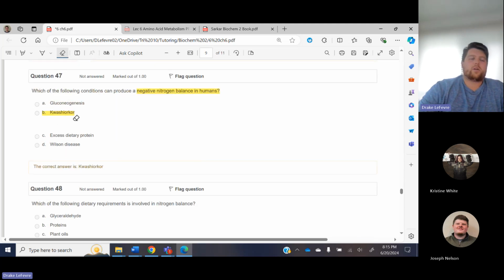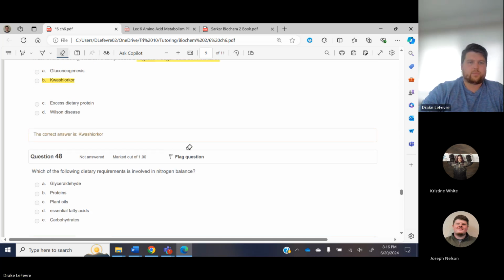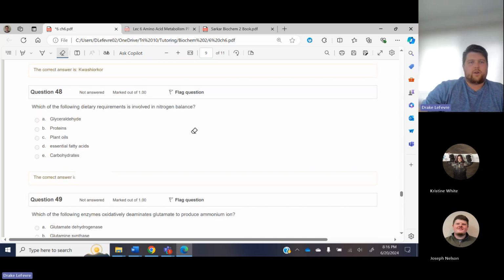Remember, kwashiorkor is just a deficiency in protein, but not of calories. Marasmus is both deficiency of protein and calories. Which of the following dietary requirements is involved in nitrogen balance? Proteins. For some reason, I read the list twice and I didn't see the word protein.